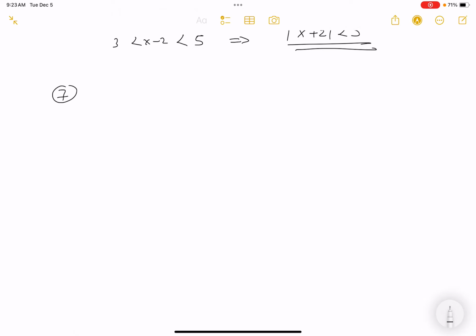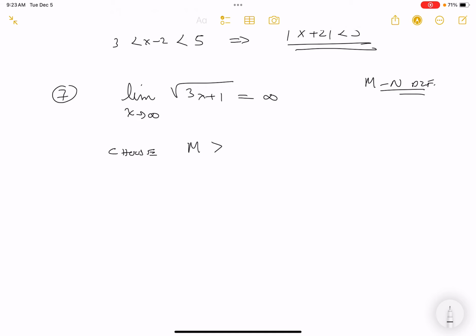And again, 7 reads, got to look at my notes now, it's the limit as x goes towards infinity, and it's going to be the root of 3x plus 1 equals infinity. And this is what's known as the M-N definition for that limit proof. So what do we do? We are going to choose an M. All right, so first thing is choose. You can choose an M, and that's going to be greater than 0. And what we're saying is M is some number bigger than 0. Right, M is unbounded going to infinity, but it's bigger than 0.